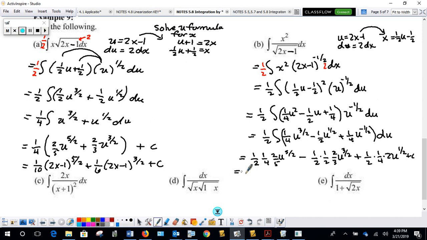And then we just clean it up at the end. This is going to be 1/20 (2x minus 1) to the 5/2, minus 1/6 (2x minus 1) to the 3/2, plus 1/4 (2x minus 1) to the 1/2, plus c, and we have done that problem.